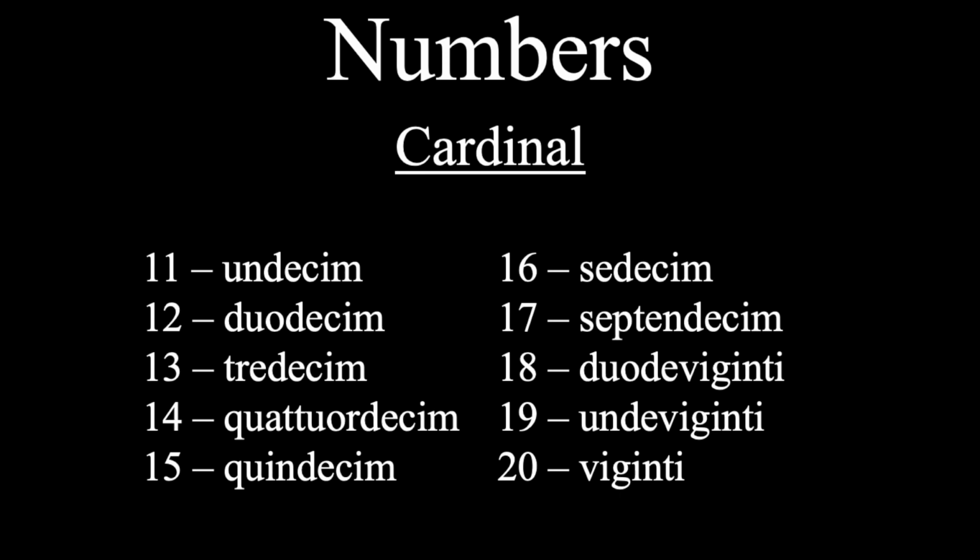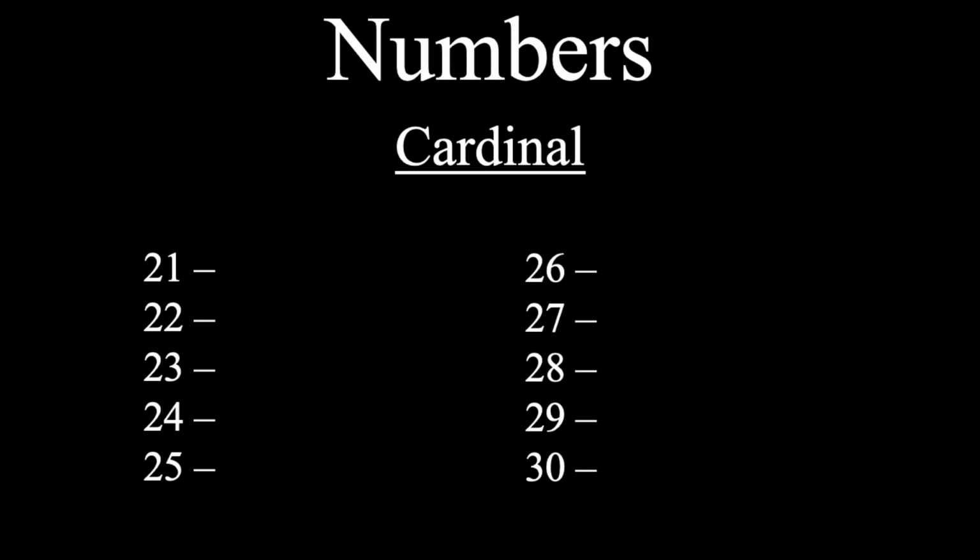So what we're actually doing here, if you look at the number 18, is taking three words: duo, which means two, de, which means, among other things, from, and viginti, which is 20. So you put them all together, duo de viginti literally means 2 from 20, therefore 18. Unde viginti is 1 from 20, therefore 19, and viginti is just 20.